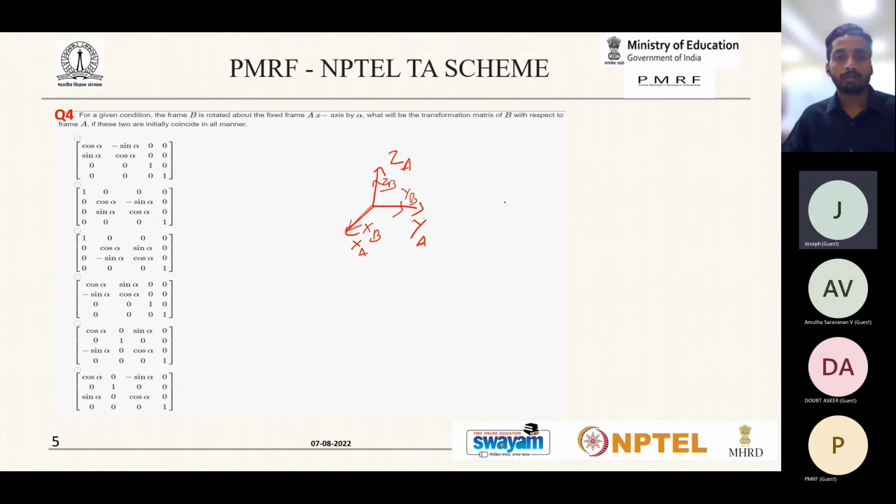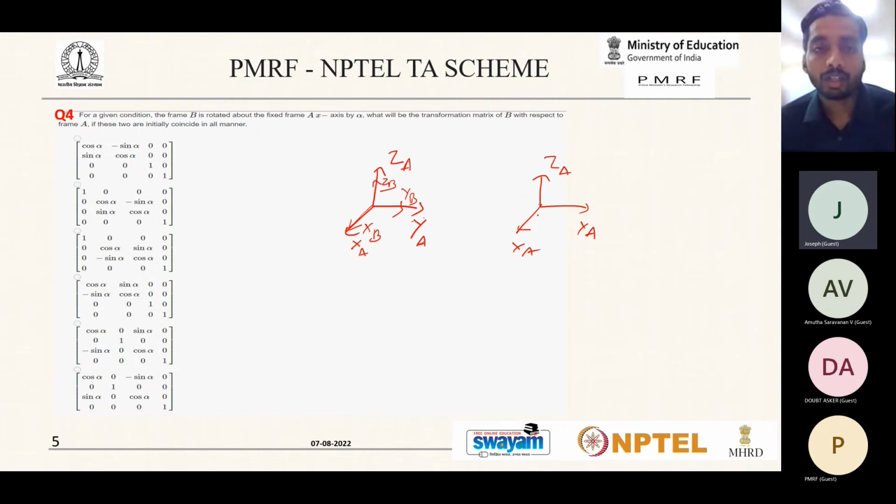Now the question asks that the frame B is rotated about the fixed frame A. So let us draw this scenario. We have XA, YA, and ZA. The question is that B is rotated along the x-axis. So if you rotate B along this, what will happen? The XB will not change, because we are rotating around it. So XB will be the same as the x-axis, coinciding with it. And there will be a change of angle alpha in YB and ZB. So this is YB, ZB, and XB will be the same as XA. Now we have to find this transformation matrix, which will be given in one of the options.